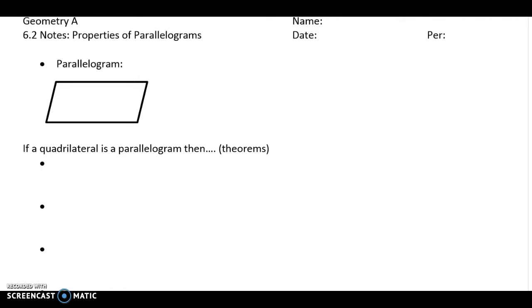So let's first start off with the definition of a parallelogram, and hopefully you remember this from before, or you can kind of guess, but look at the name. You see parallel in there. So a parallelogram is a quadrilateral, meaning it has four sides, with two pairs of parallel sides. All right, so let's call this quadrilateral ABCD.